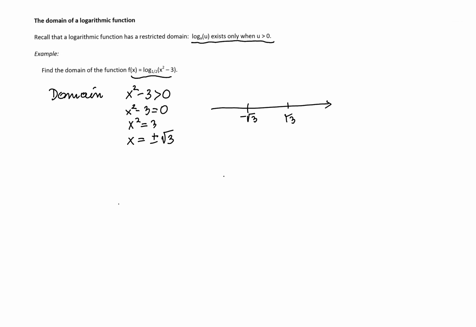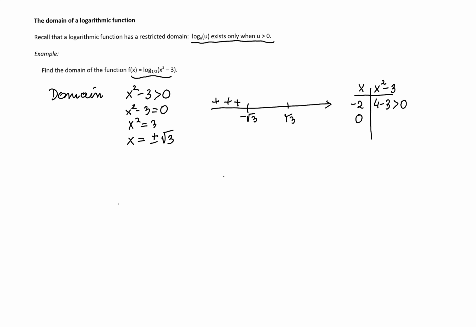Now to determine the signs of the expression x squared minus 3, we make the table and use test points in the intervals obtained by dividing the number line using points negative square root of 3 and positive square root of 3. In the first interval from minus infinity to negative square root of 3, we can choose negative 2. The value of x squared minus 3 is going to be 4 minus 3, and therefore it is positive. And that means that the polynomial x squared minus 3 is positive for every x in this interval.